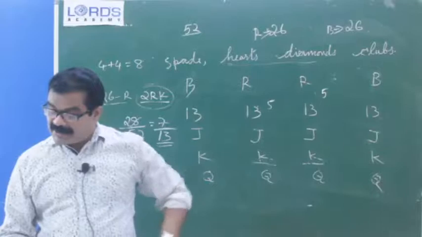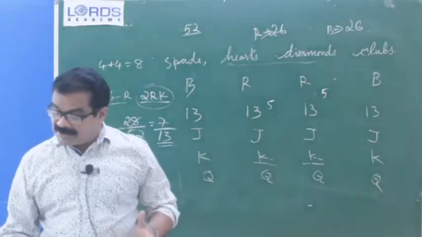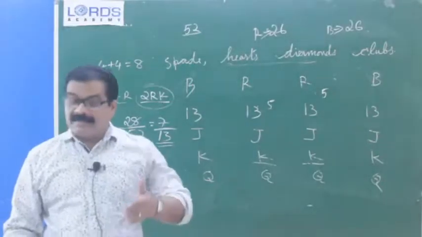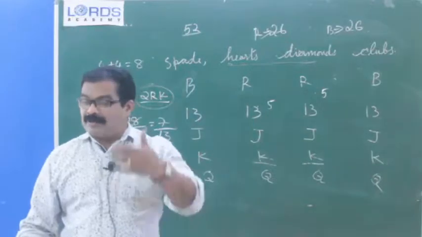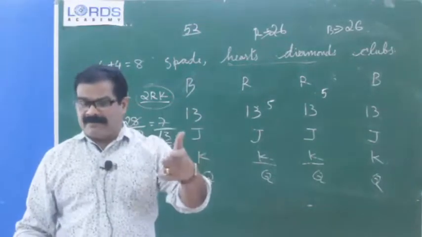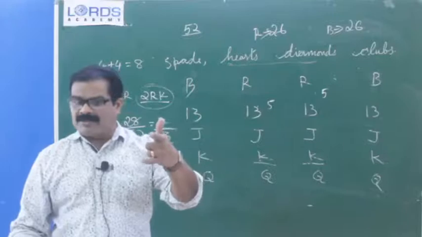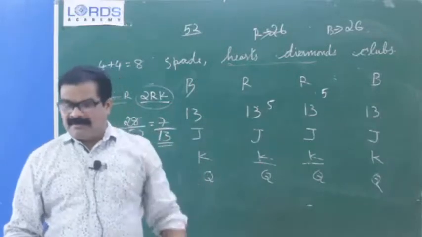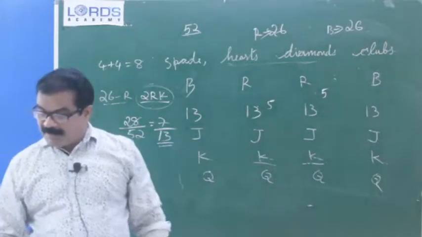9 by 16. How will you get to that one? You subtract that 7 from the total. 16 minus 7 is 9. Number of favorable cases is 9. Then the probability will be 9 by 16.